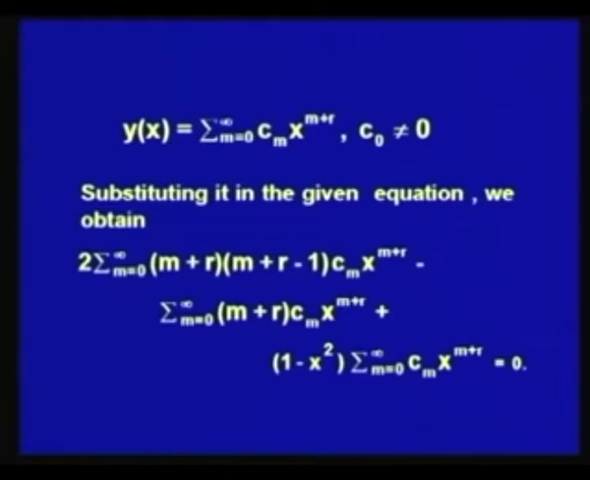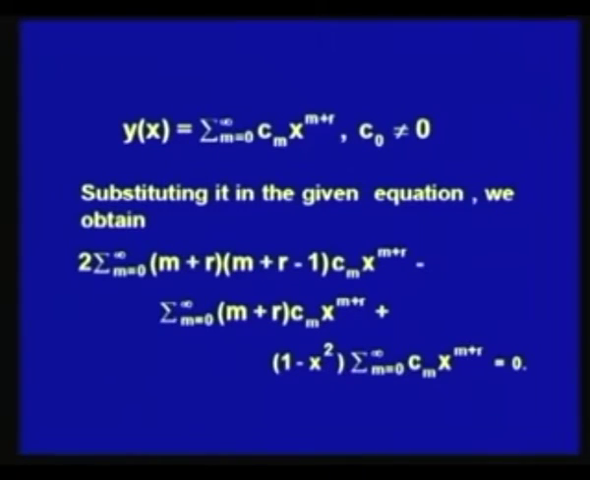After substituting it in the given differential equation, we shall have 2 times sigma m equal to 0 to infinity (m+r)(m+r-1) Cm x to the power m+r-1, minus sigma m equal to 0 to infinity (m+r) Cm x to the power m+r+1, minus x square into sigma m equal to 0 to infinity Cm x to the power m+r.